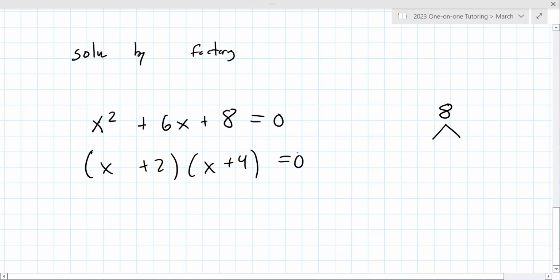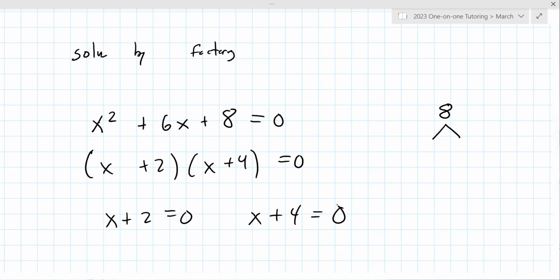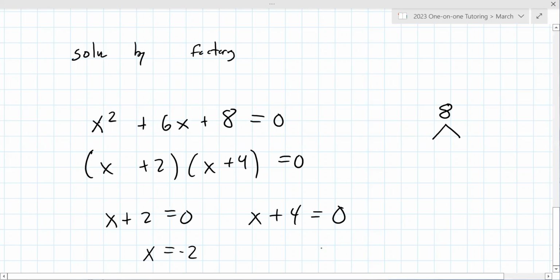Now, you're not done. You have to set these equal to 0. You have to set x plus 2 equal to 0, x plus 4 equal to 0. And you have to solve both of those. Would you just subtract 2 and then get x equals -2? Yes. And subtract 4, x equals -4. Yes.